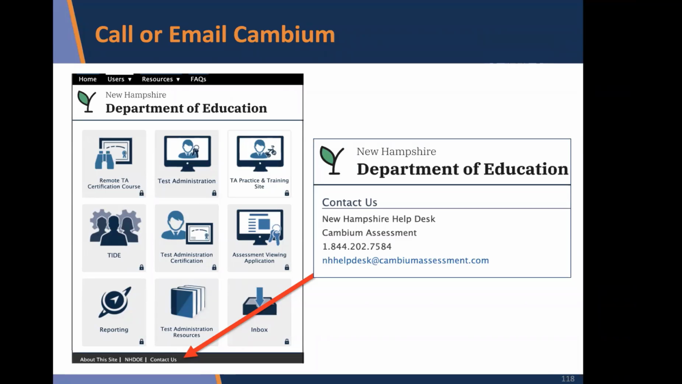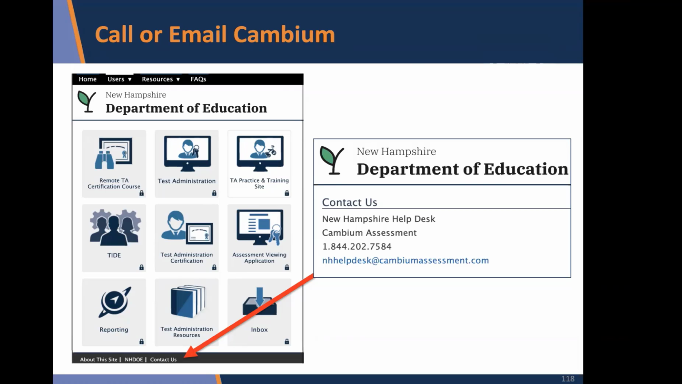Anne and I try really hard. If you email us, we have our information coming up in further slides so that you can email us with any questions you have about reporting. But sometimes we have to go to Cambium and ask them.